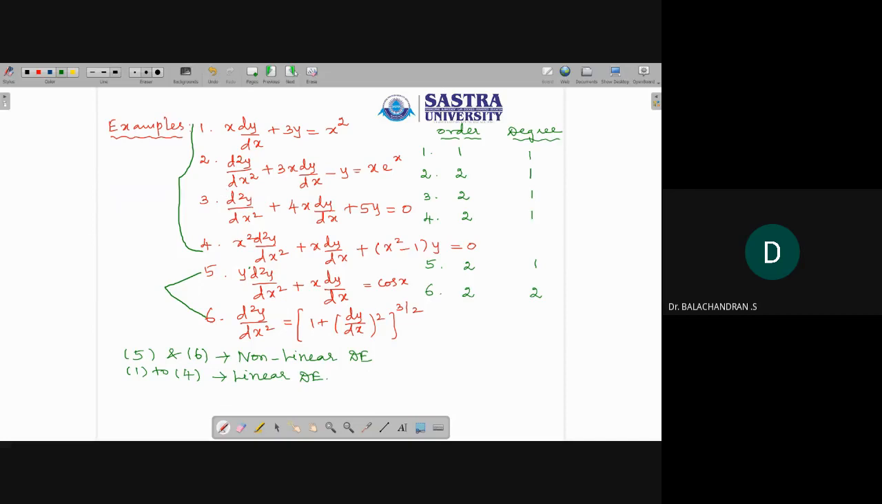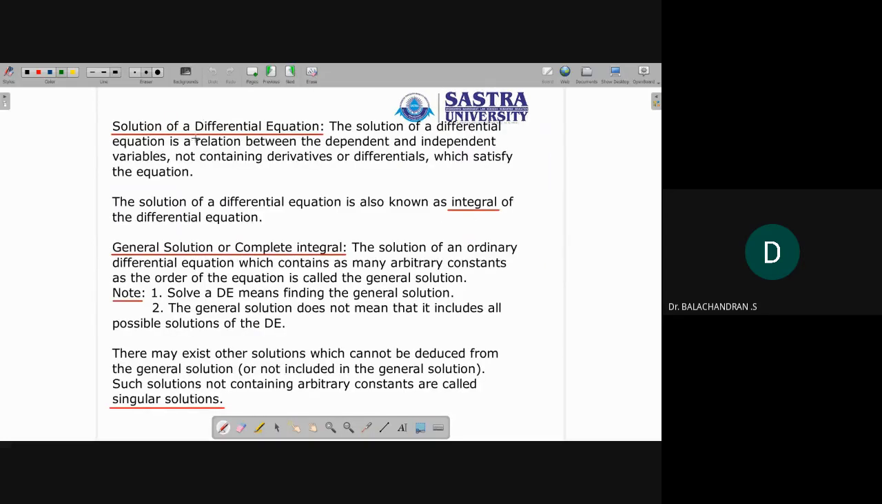Okay, so solution of differential equation. The solution of differential equation is a relation between the dependent and independent variables, not containing derivatives or differentials, which satisfies the equation. And the solution of the differential equation is also known as integral of the differential equation. Sometimes they will ask to find the integral of the differential equation. So that is nothing but a solution of the differential equation.